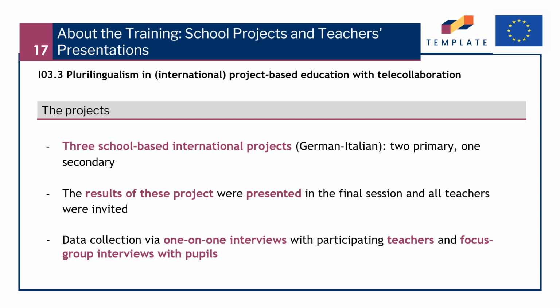The results. During all of these different sessions, the teachers had a chance to talk to each other, and using Moodle, they were able to stay in touch throughout the training. So actually, 3 school-based international projects were formed: German-Italian, one in the secondary and 2 in the primary sector. These projects took place from March till June, and the results of these projects were presented in the final session, to which all the teachers were invited.